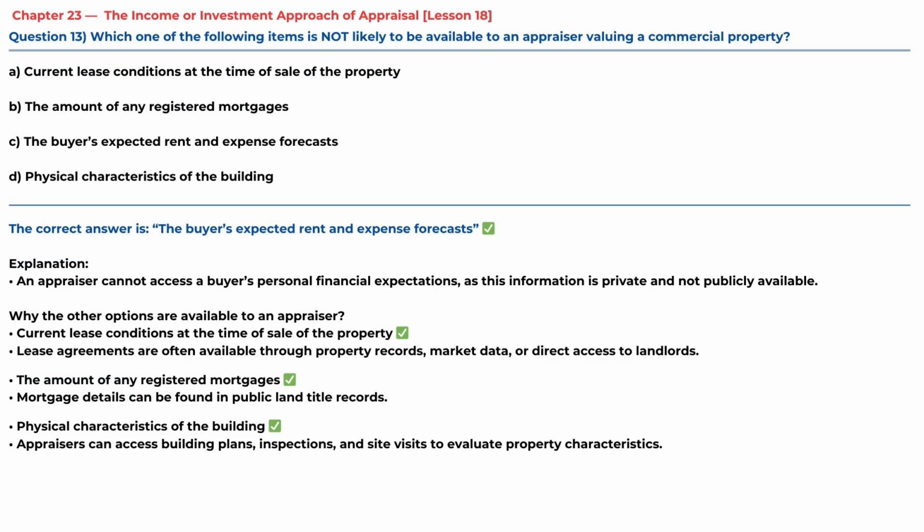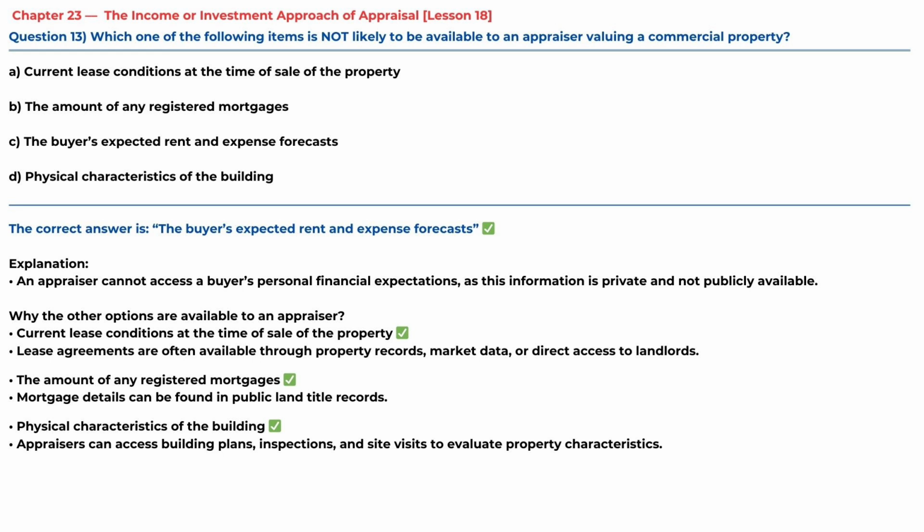Question 13. Which one of the following items is not likely to be available to an appraiser valuing a commercial property? The correct answer is the buyer's expected rent and expense forecasts. Explanation. An appraiser cannot access a buyer's personal financial expectations, as this information is private and not publicly available. Why the other options are available to an appraiser. Current lease conditions at the time of sale of the property. Lease agreements are often available through property records, market data, or direct access to landlords.